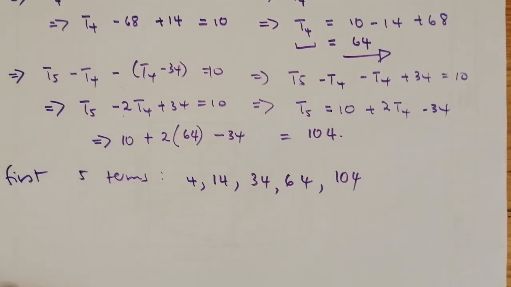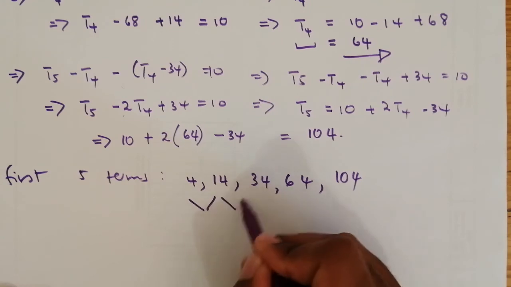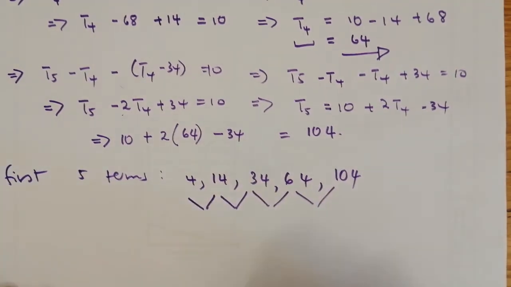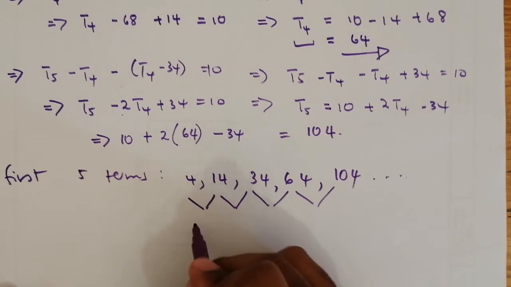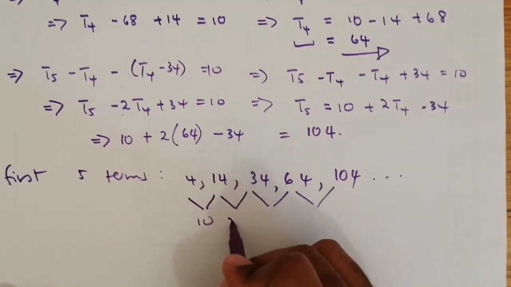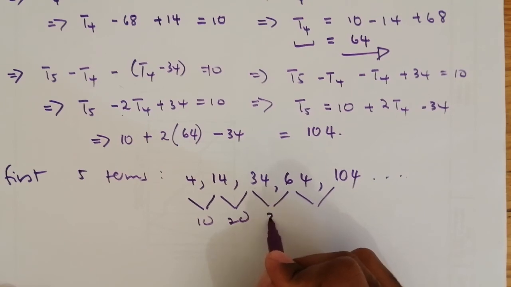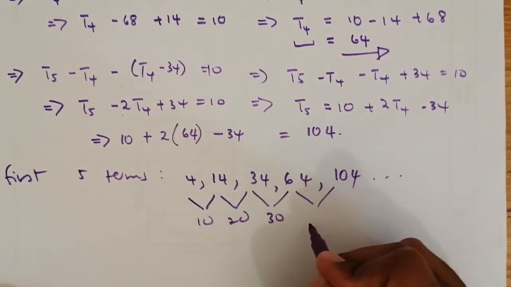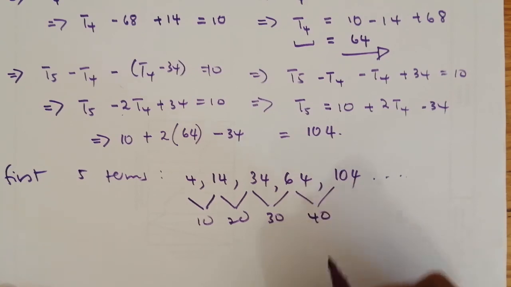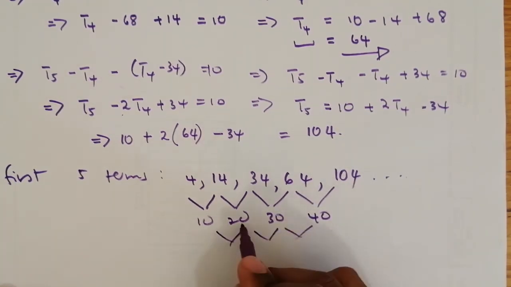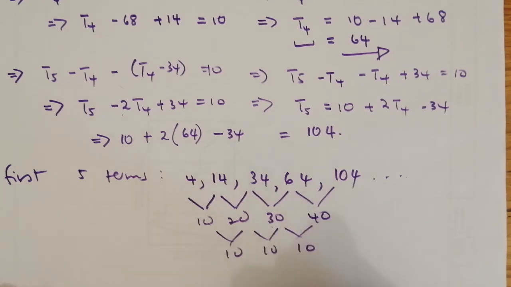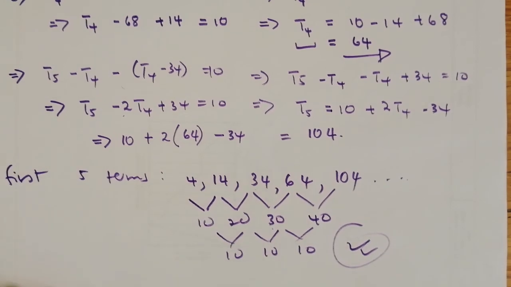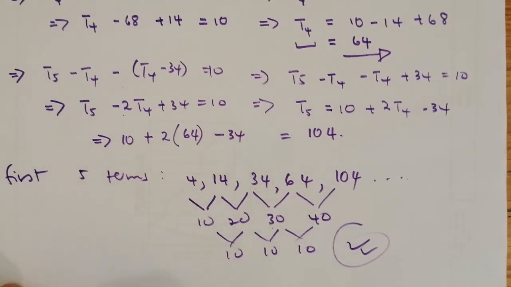Also, guys, you can obviously test whether these will give a second difference of 10. 14 minus 4 is 10, 34 minus 14 is 20, 64 minus 34 is 30, 104 minus 64 is 40. So 20 minus 10 is 10, 30 minus 20 is 10, 40 minus 30 is 10. So yes, these were the first 5 terms of this particular sequence, and they do give a common second difference of 10.